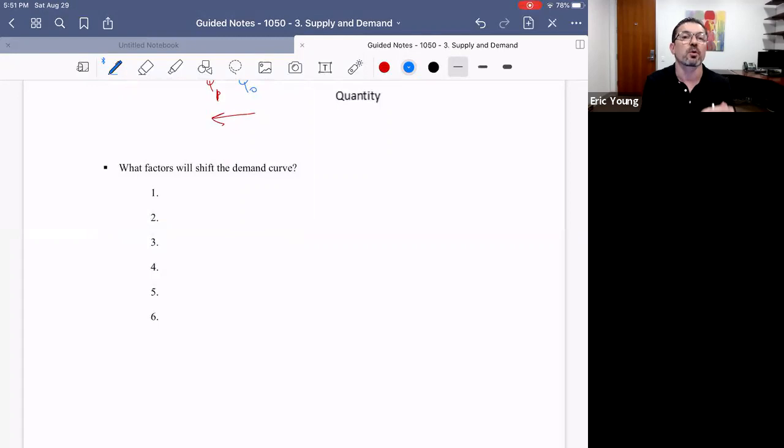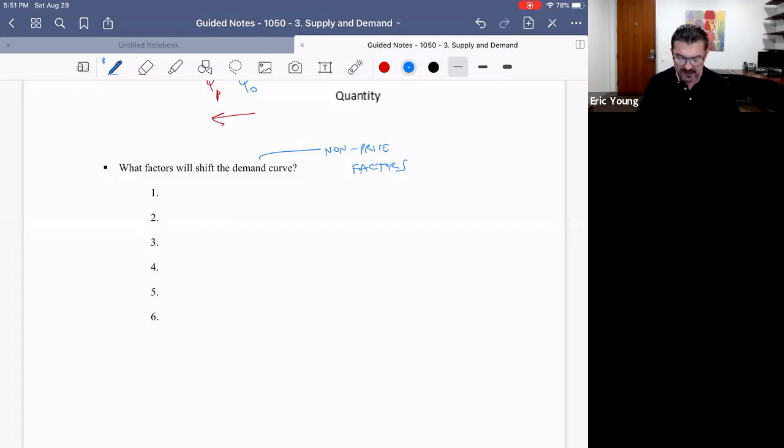Again, if the price of the item changes, we're simply moving up and down an existing demand curve. We only get a new demand curve when we have non-price factors. So we're going to say that demand will shift when we have non-price factors. And now the final question that we have to get our heads around is, what are these non-price factors?